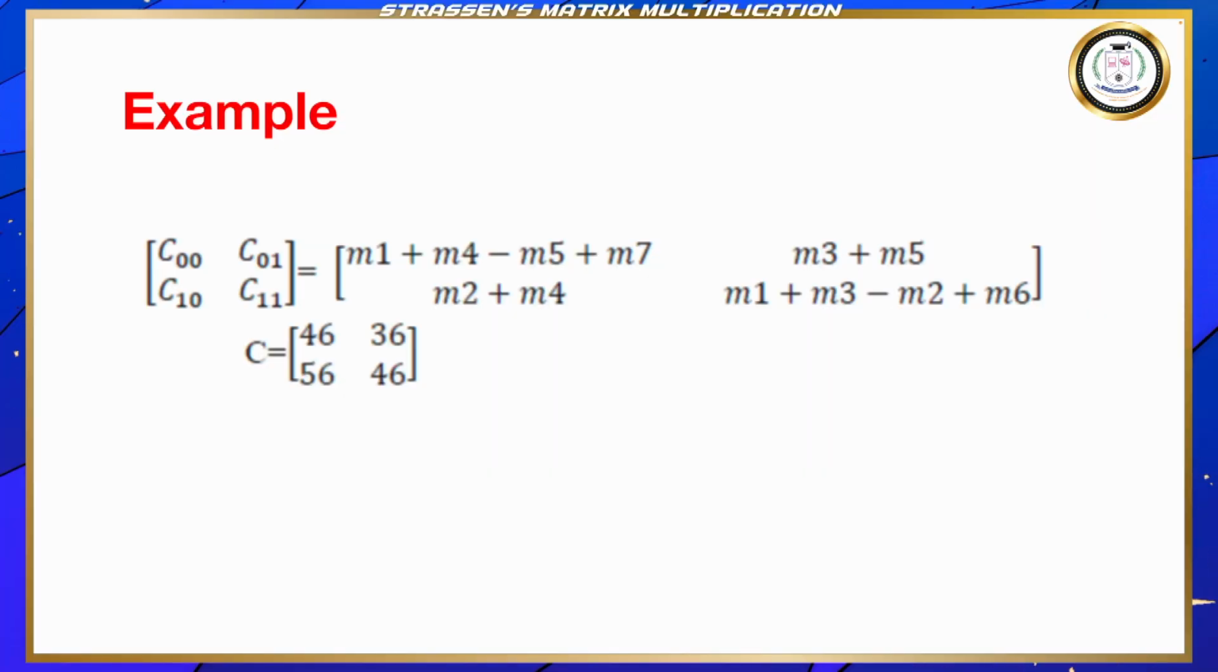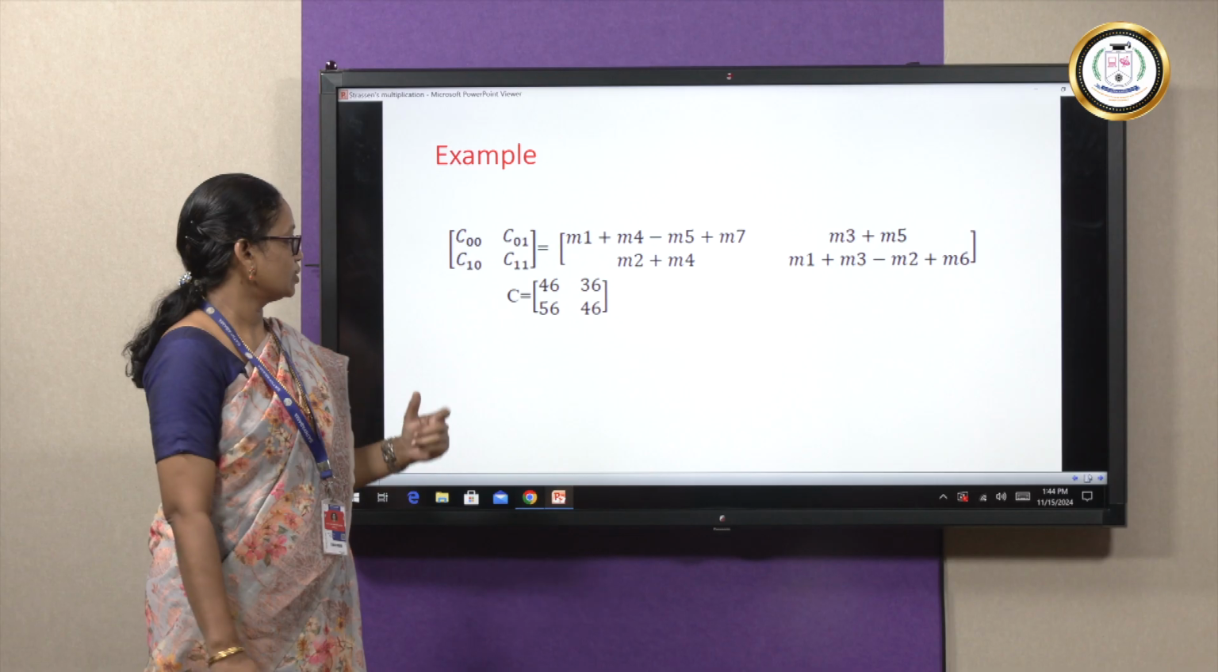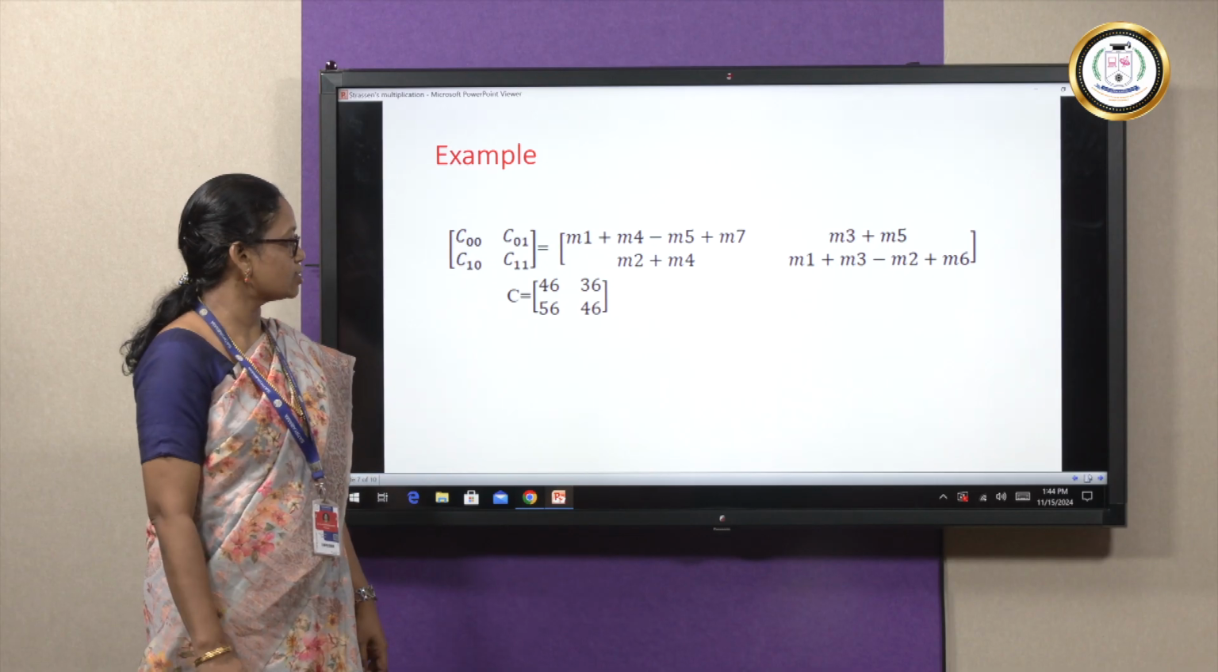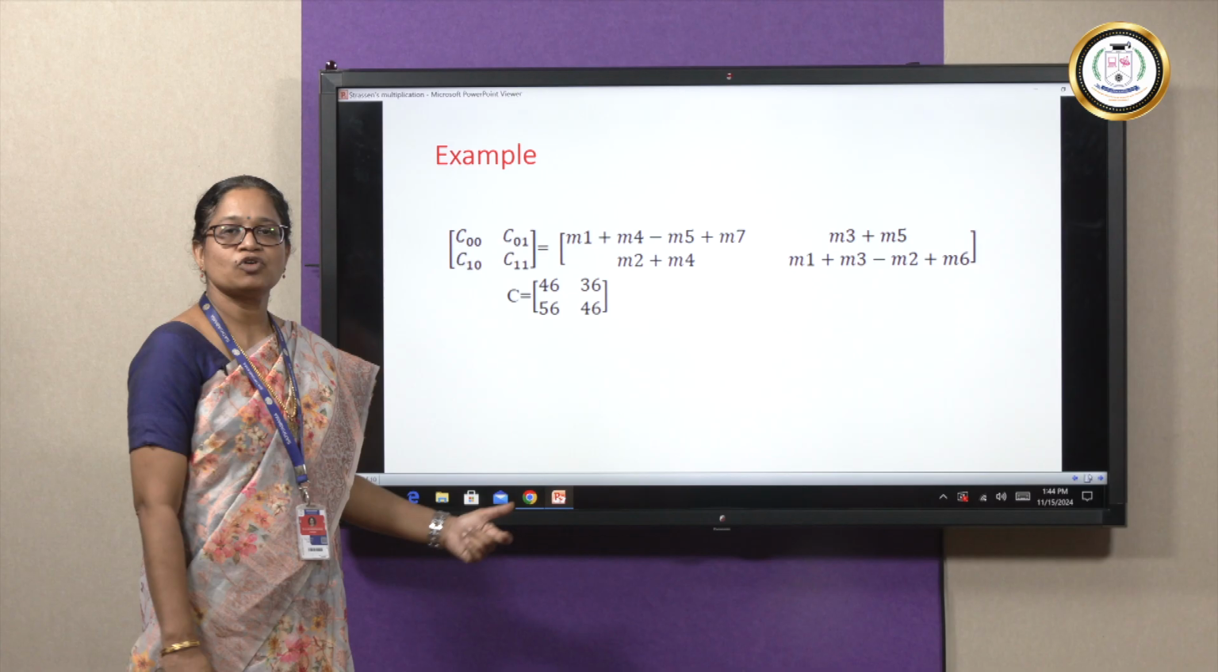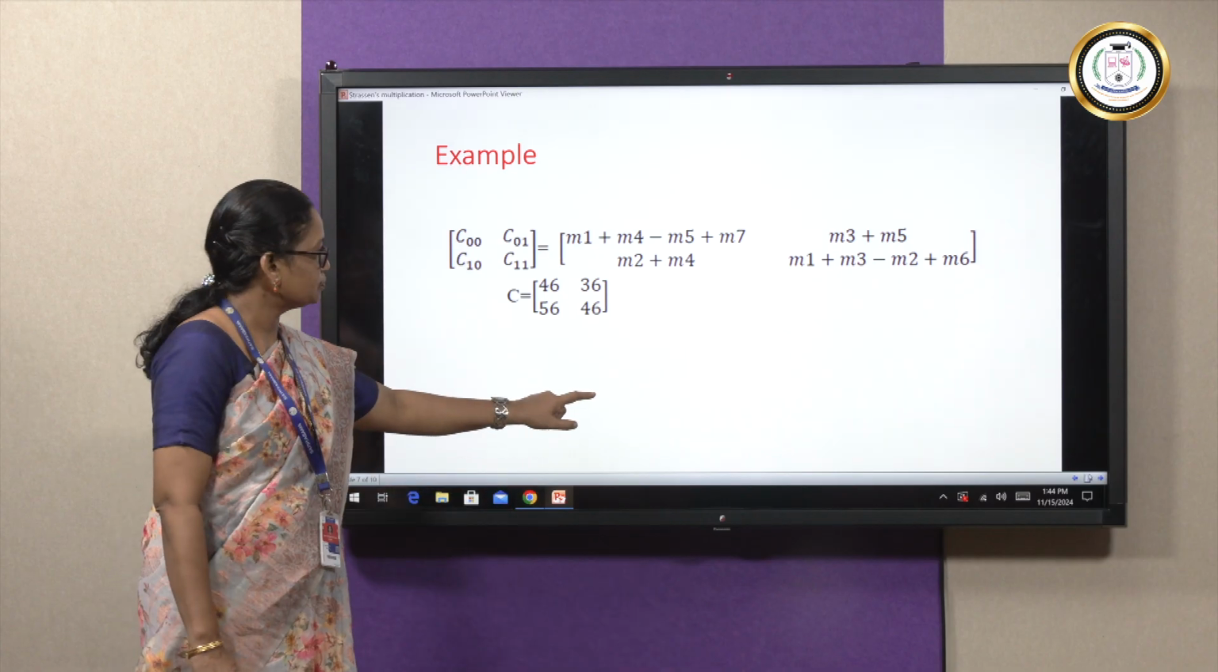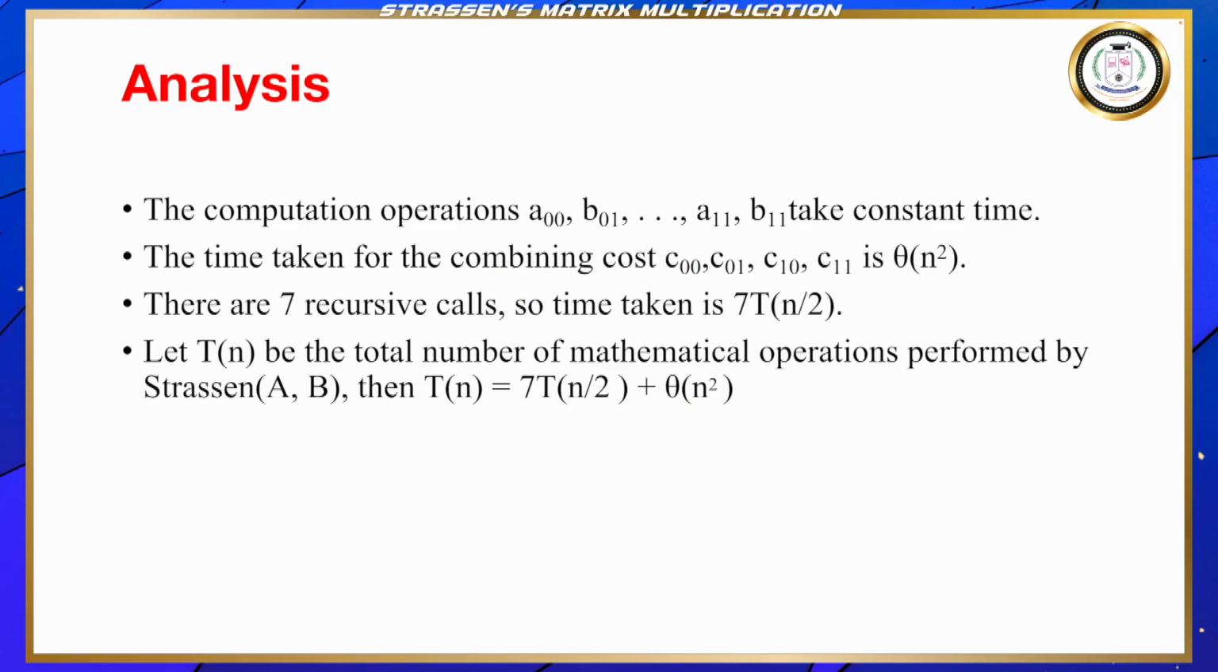Now, you substitute these values in the C matrix form and this is the output matrix C. So the C matrix is obtained like this: 46, 36, 56, 46. This is the final matrix. Now we have obtained the final product C.